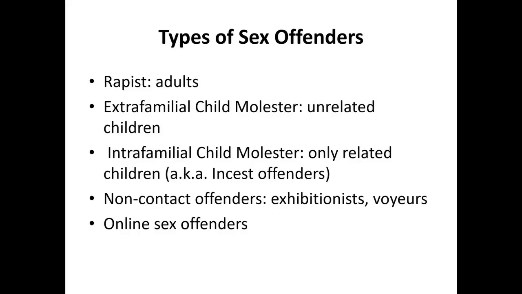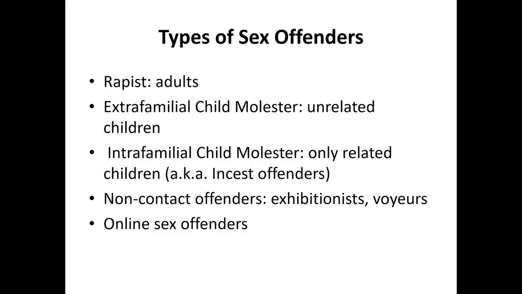Extrafamilial tends to be if they've offended against at least one unrelated child, whereas intrafamilial child molesters are those who have only offended against children in their family: children, grandchildren, stepchildren, maybe nieces or nephews. They're typically referred to as incest offenders. And there's evidence that incest offenders in particular can be quite different than other types of sex offenders.